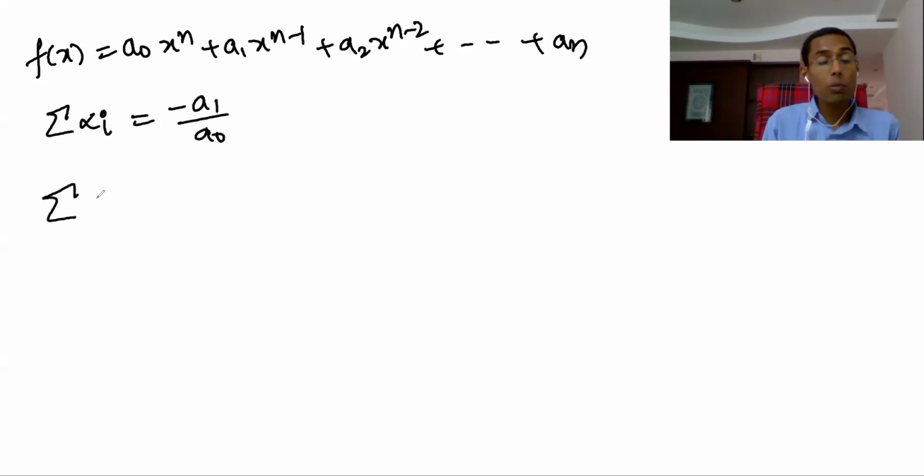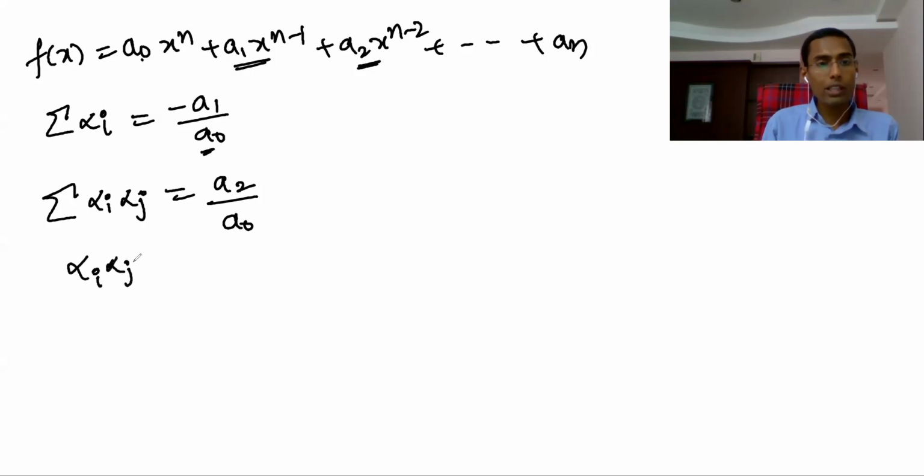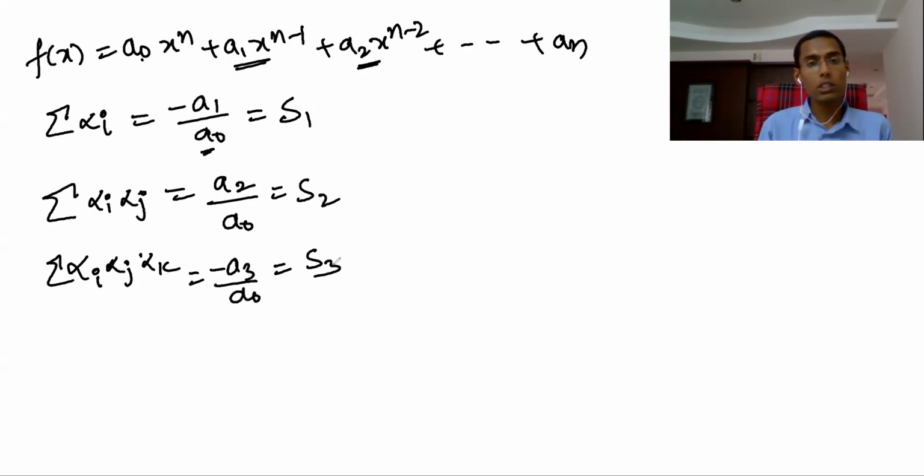The sum of products of roots taken two at a time, alpha i alpha j, that is alpha 1 alpha 2 + alpha 1 alpha 3 and so on, is a2 / a0. That is, the second coefficient by the leading coefficient, and then the third coefficient by the leading coefficient, like that. The sum of products of roots taken three at a time is -a3 / a0. We generally call these S1, the sum of roots taken one at a time, taken two at a time, taken three at a time. Like this we discussed with third degree, fourth degree. This is the relation between roots and coefficients, and based on this, I explained some of the problems.